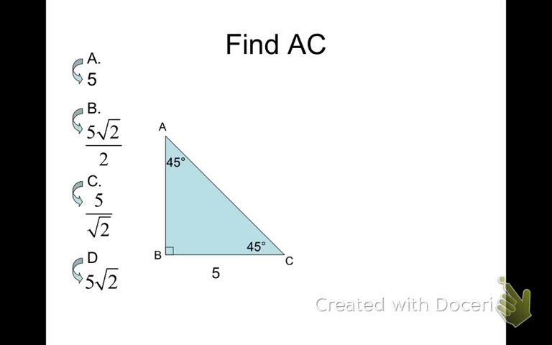Okay, here's another 45, 45, 90 right triangle. Find AC, which is the hypotenuse. As we saw in the last example, the hypotenuse is root 2 times the leg. That gives us answer choice D.